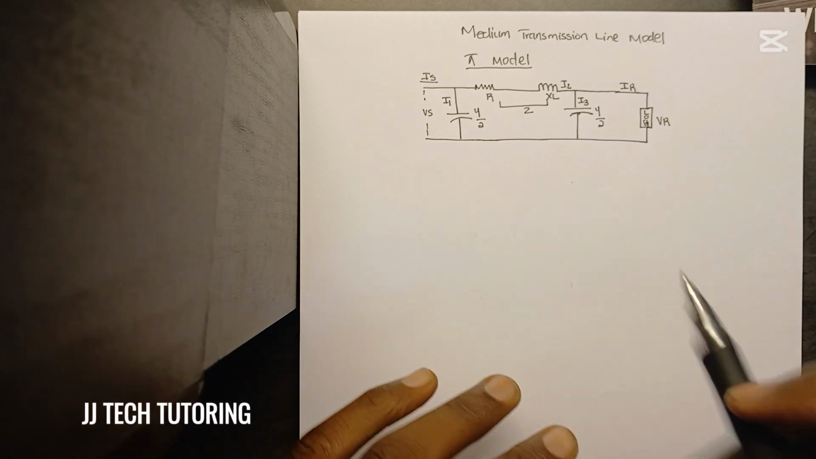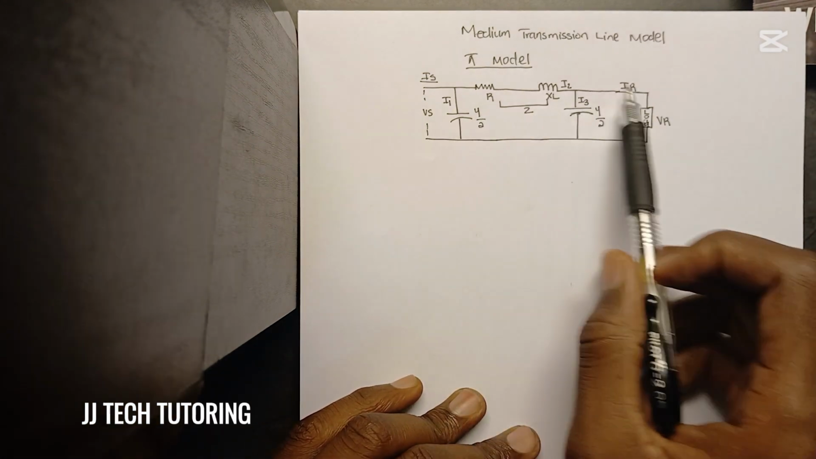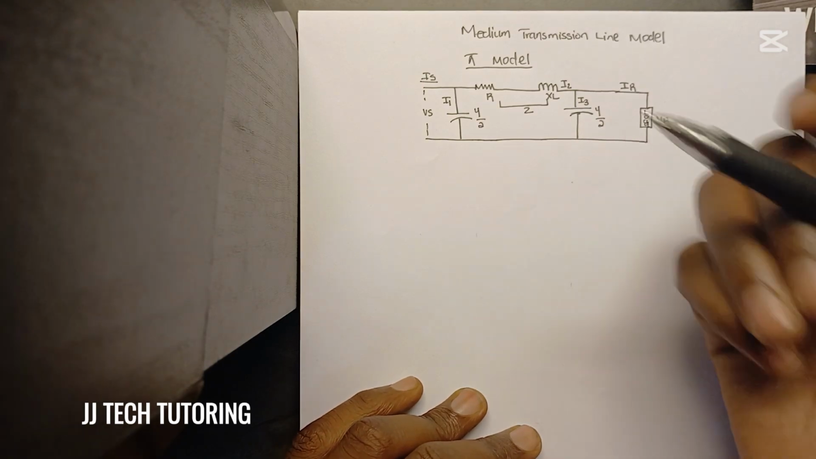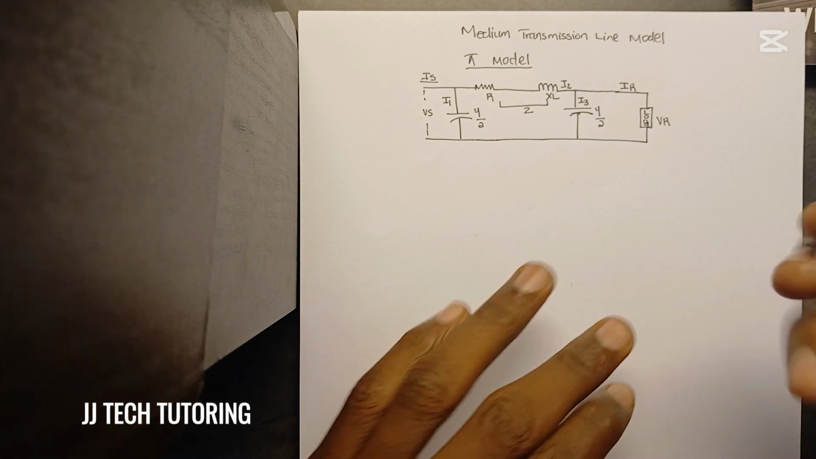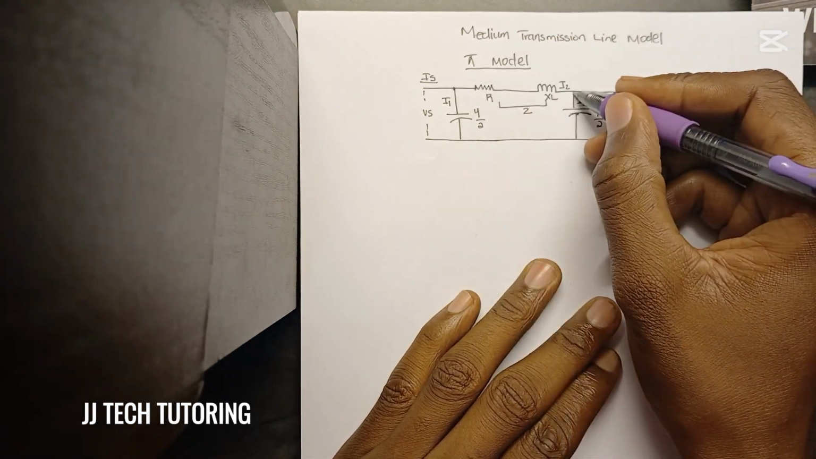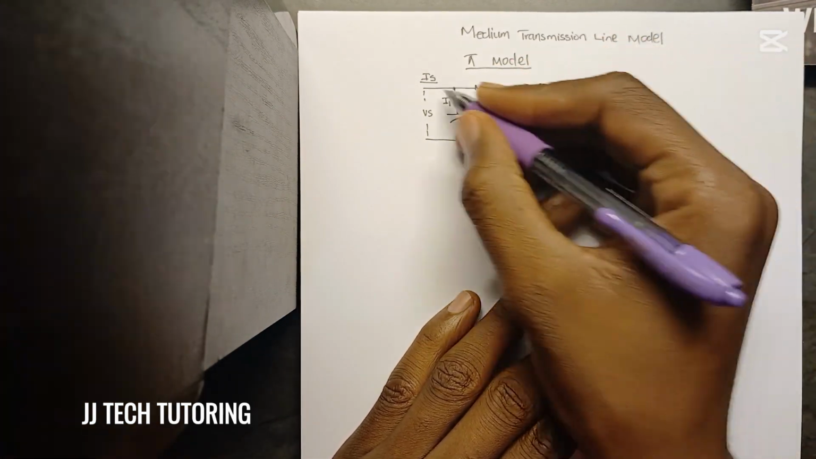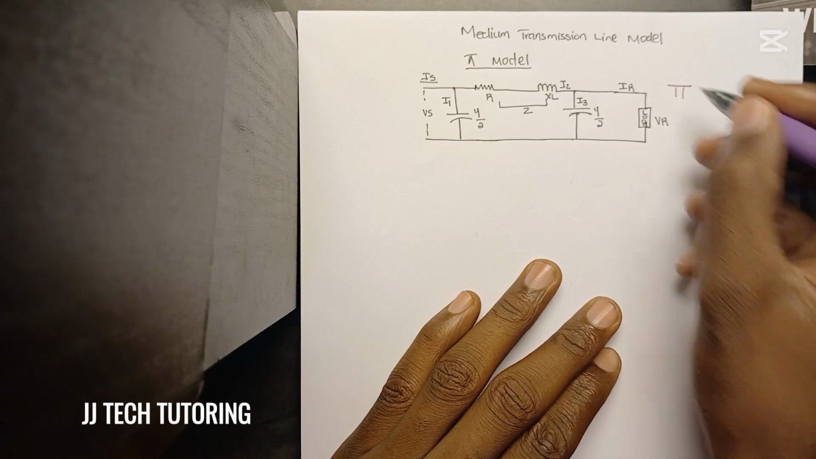First and foremost, you need to know how to draw this circuit. And then why do we call it the pi model? Because as you can see, this is a pi. You see, is this not a pi? And this line. So this is basically a pi.